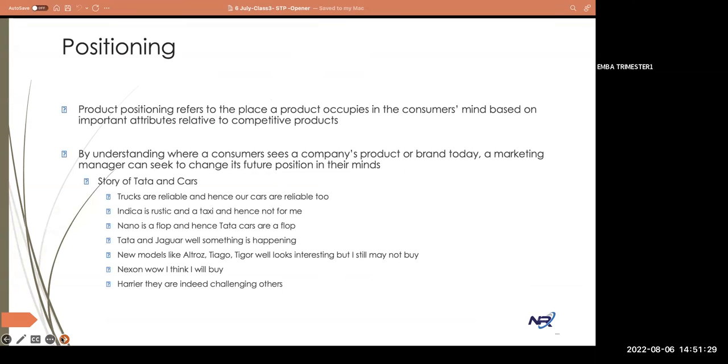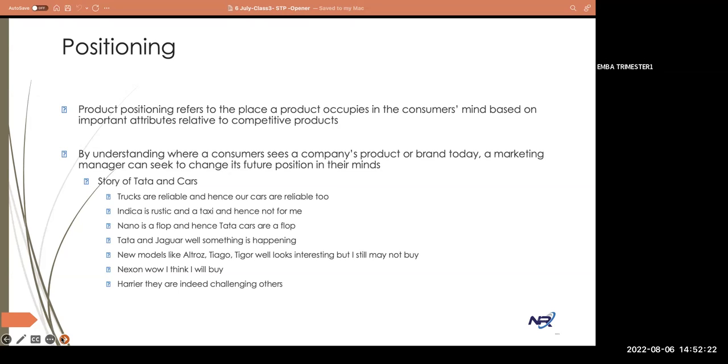Let's look at the story of Tata. When Tata started off with cars, what was Tata primarily? A truck and bus company. And they decided we'll get into cars. People said trucks are reliable, hence people will assume that our cars are reliable too. The first car they came out with was the Indica, which was rustic and got taken over by the taxi market. And I said, this car is not for me. I'm not going to touch an Indica, because the moment I buy one, they're going to ask, are you Ola or Uber? So that's a kind of branding happening.